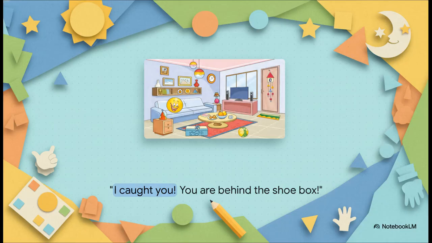And ta-da! Circle peeks behind the shoebox and, gotcha! He shouts, I found you! I knew you'd be here! Wow, Circle is a really good seeker, isn't he?